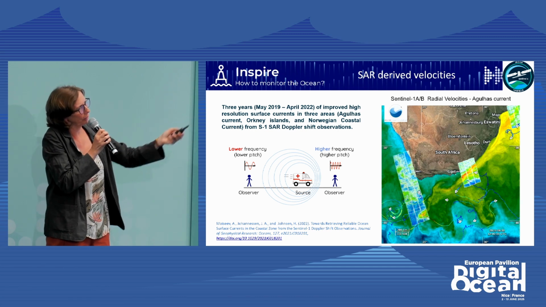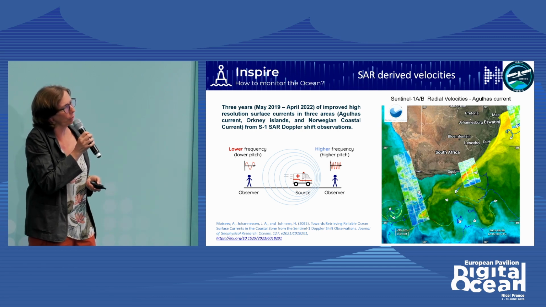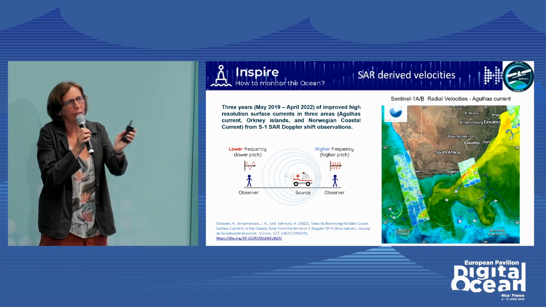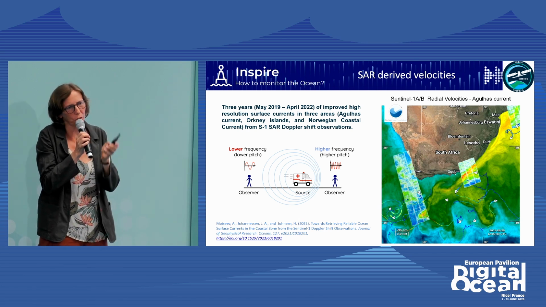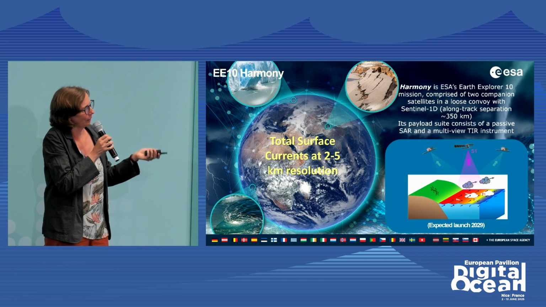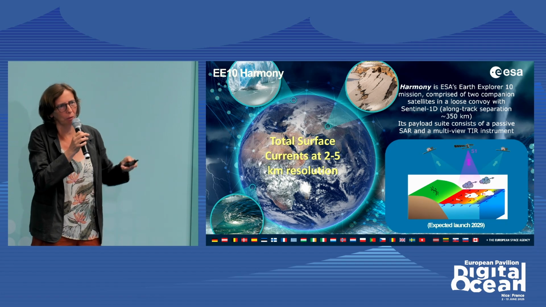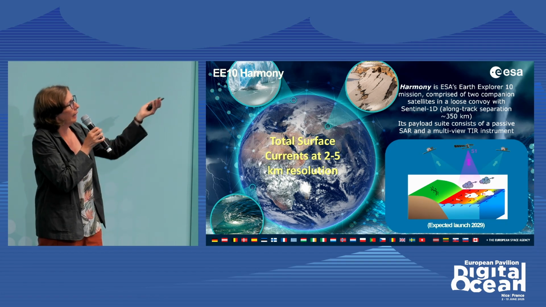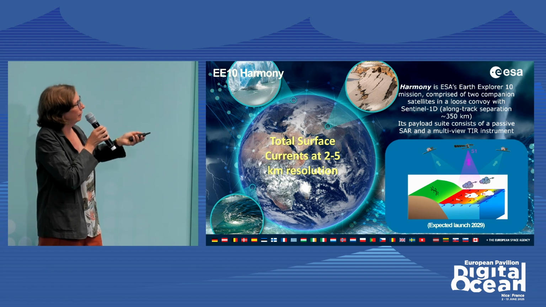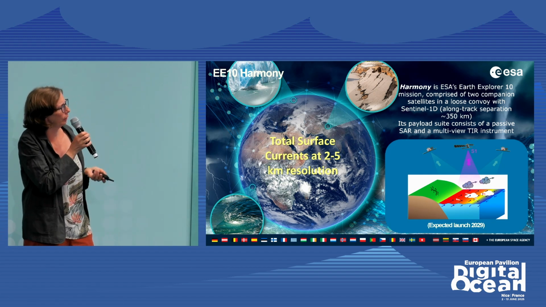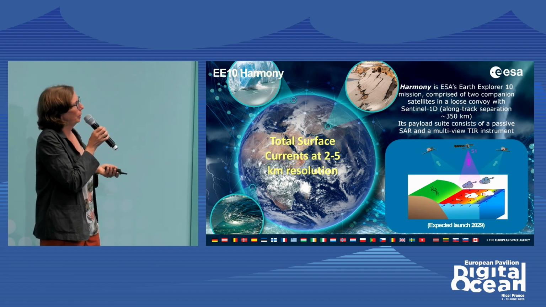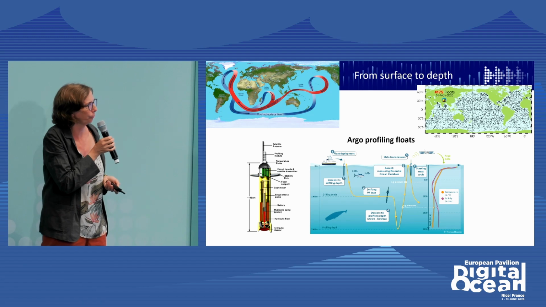The problem of this methodology is that you have only one component of the current, the component which is perpendicular to the satellite track. If you want to get the other components, you need more satellites. You need to have a different direction so that you can reconstruct the full current. And this is actually the principle behind a future mission that we have in ESA called Harmony, Earth Explorer number 10, which will be able to map ocean currents at 2 to 5 kilometer resolution using this approach.